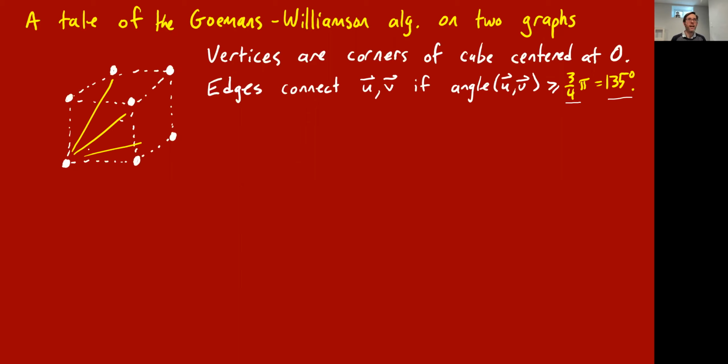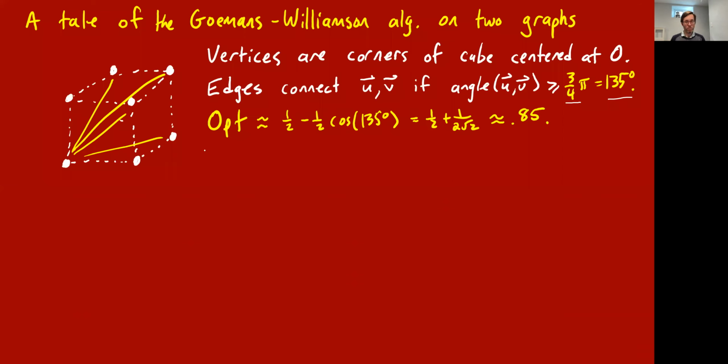So this vertex is connected to the vertices that are sufficiently far away from it. The dotted things are not the edges, the yellow things are the edges, and you have the same picture for every vertex. I'm just going to tell you some facts that are not necessarily easy to prove, but they're true. The first question is, what is the maximum cut in this graph?